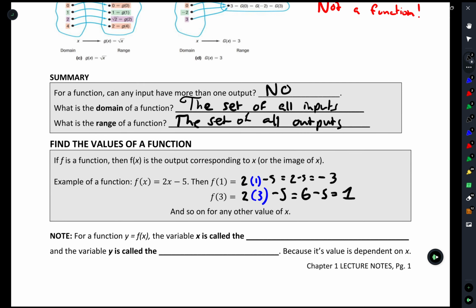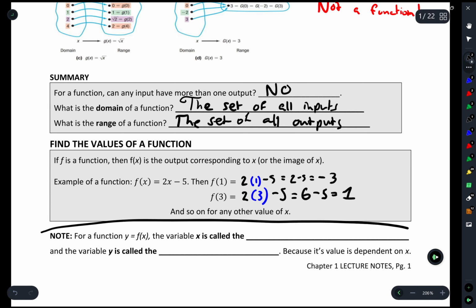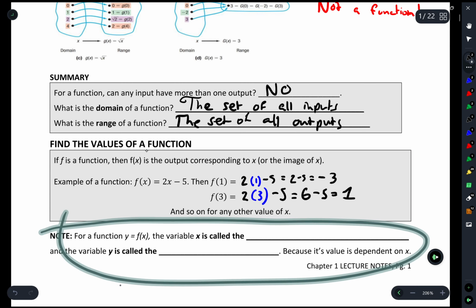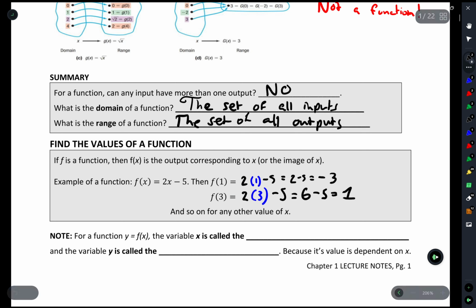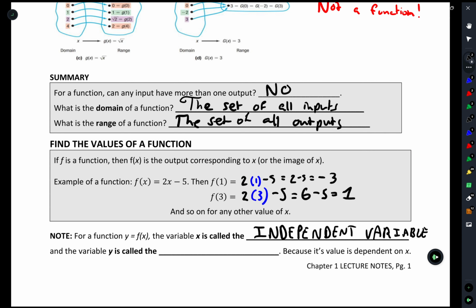And last thing on this page is for a function y equals f of x, the variable x, which is your input, is also called the independent variable. So you might see this definition being thrown around sometimes. If you see the word independent variable, it's essentially your input. And the variable y is called the dependent variable.